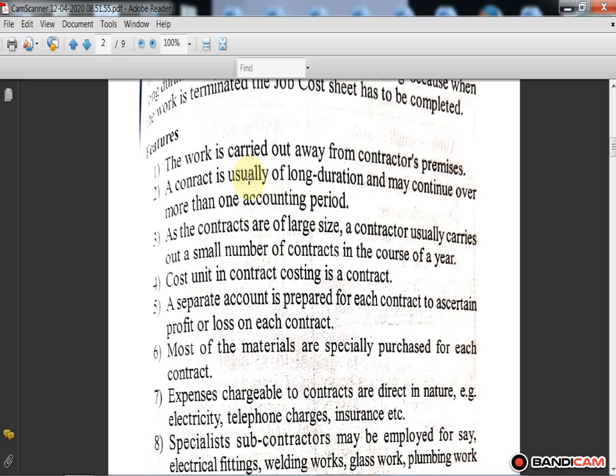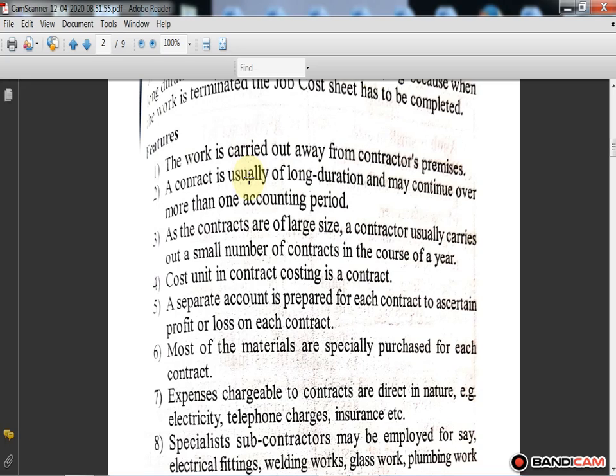Second point: a contract is usually of long duration and may continue over more than one accounting period. Okay, a contract is usually of long duration, so it takes more time to complete. It takes a longer period for completion of the contract. So here these are the features. The contract is usually of long duration and may continue over more than 1 year, 2 years, 3 years, 5 years, and so on.